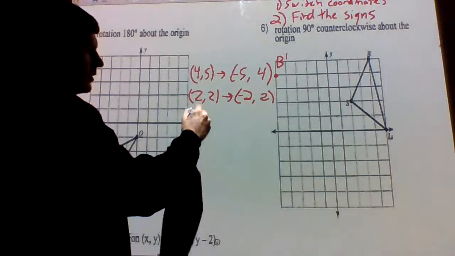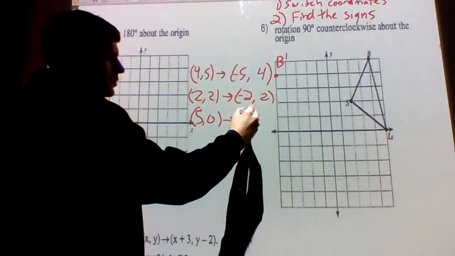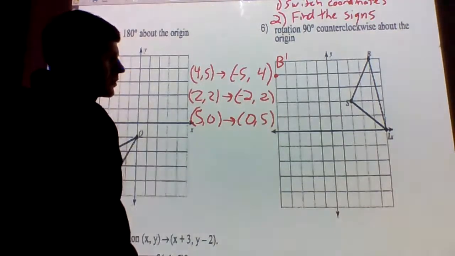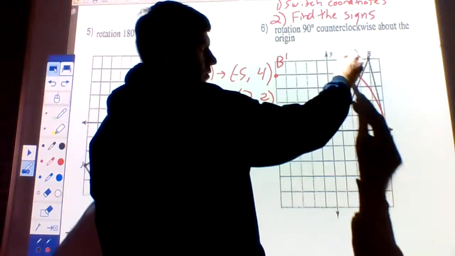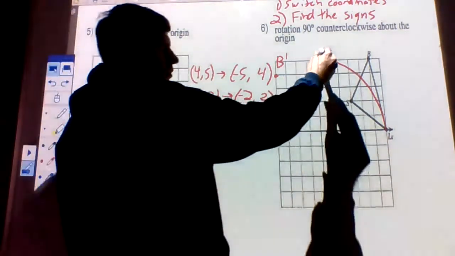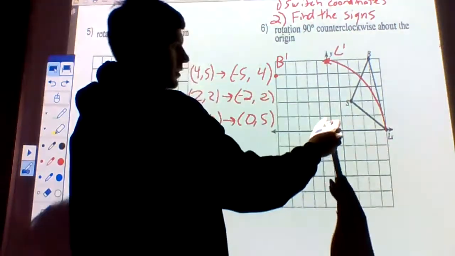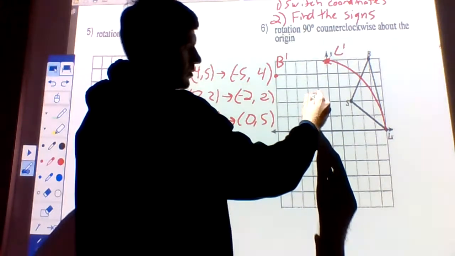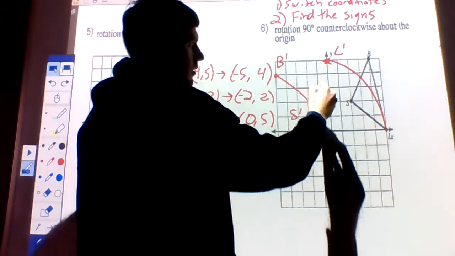L is (5, 0). Step 1 here is switch the coordinates. We're on the x-axis, so if we go 90 degrees, we're going to be on the y-axis. So it's just going to be (0, 5). That's going to be L prime. Then (-2, 2) was S prime. So there we go.